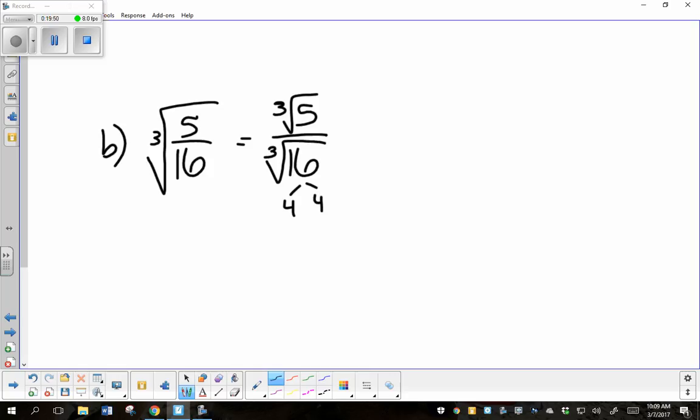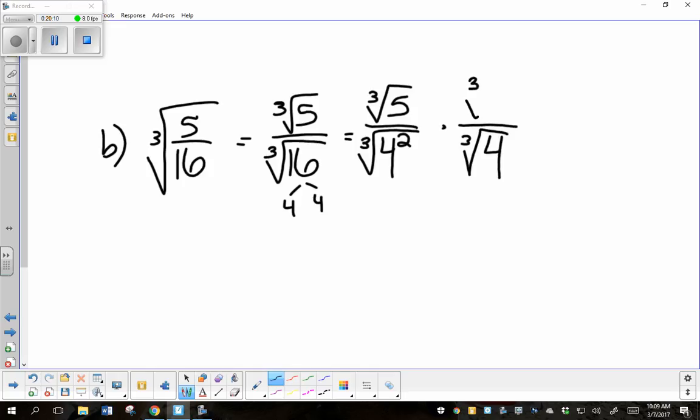So the way you can think about this is the cube root of 5 over the cube root of 4 squared. We only need one more 4 to get us up to a group of 3. So we're going to multiply on top and bottom by a cube root of 4. So let's multiply this out.